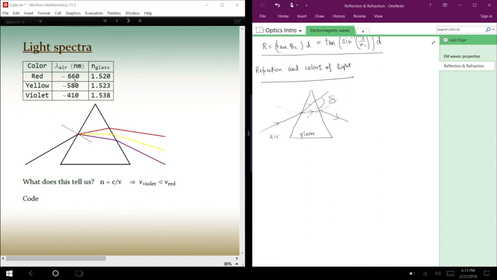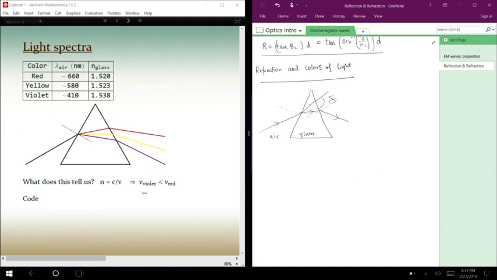Okay, so the interesting consequence of having different colors of light is that different colors of light have different wavelengths. So for instance, red has wavelength 660 nanometers, violet has wavelength 410 nanometers. And it turns out that the speed of different kinds of light is also not the same in different media. So for instance, in air or in vacuum, all colors of light always travel with the same speed. C equals the speed of light in vacuum, which is 3 times 10 to the 8 meter per second. That's independent of what color of light you're talking about.